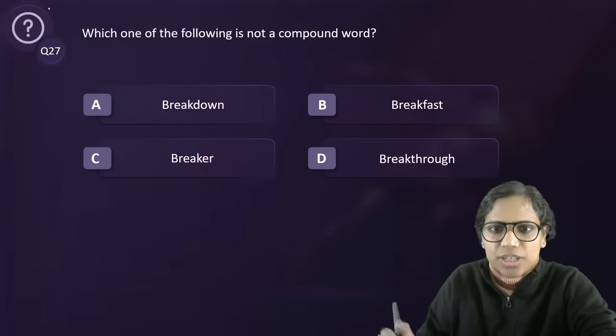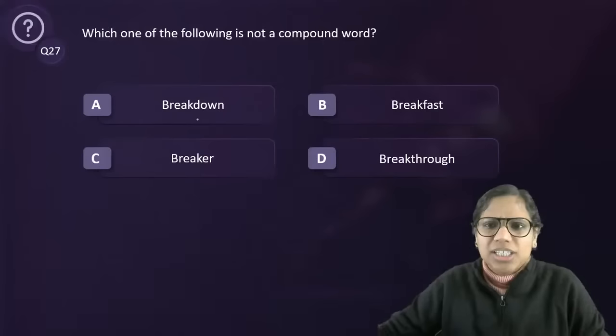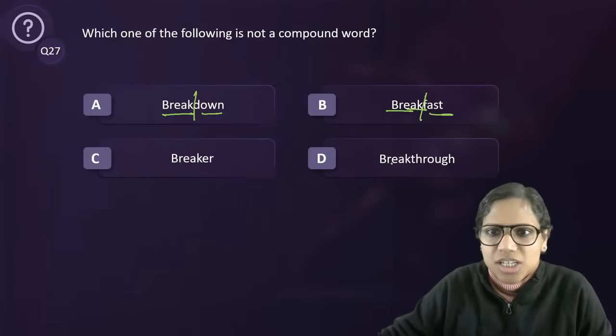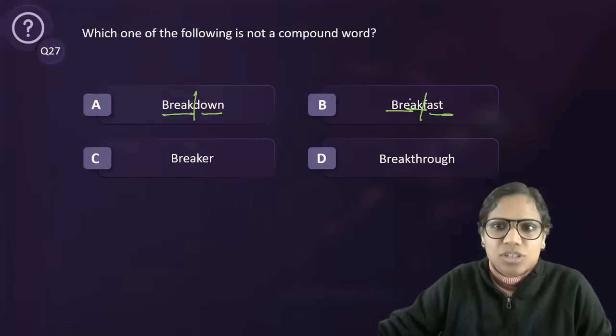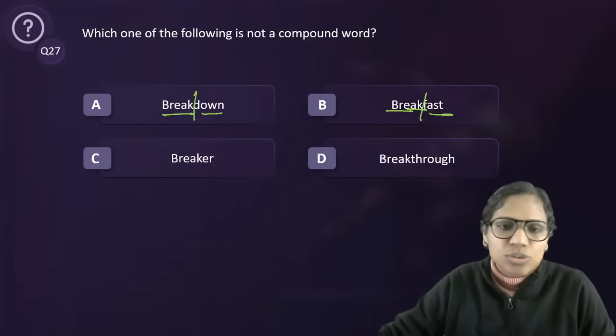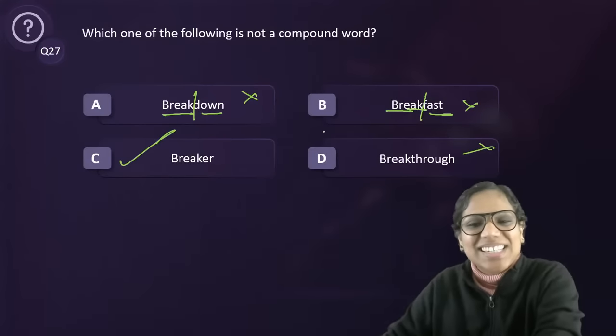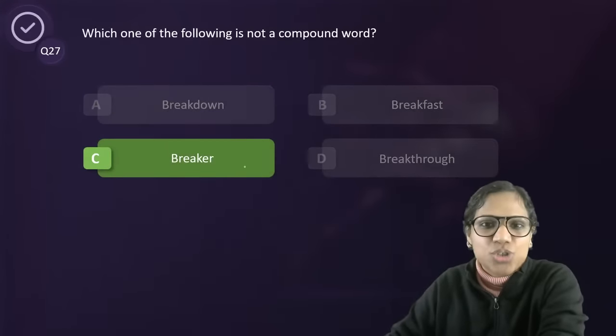See, okay, okay. Breaker, absolutely. There's nothing compound about breaker. So breakfast. Okay, breakfast. That's how we pronounce this. Not breakfast, breakfast. Break down, break through, eliminated, breaker. So C does not have any combination of two words.